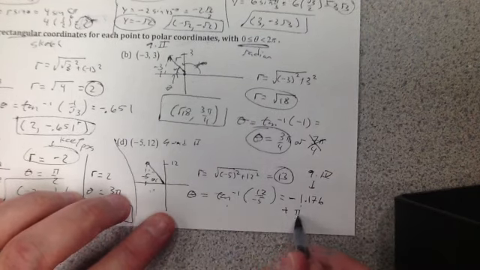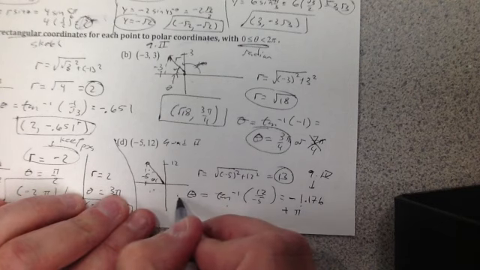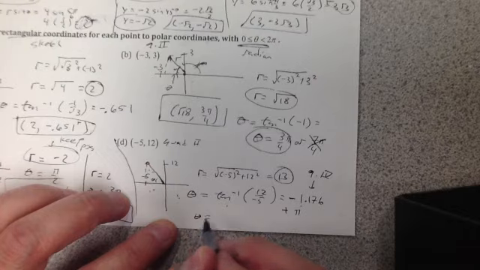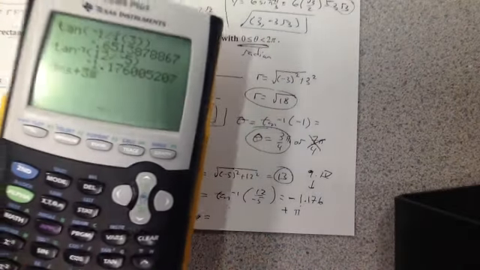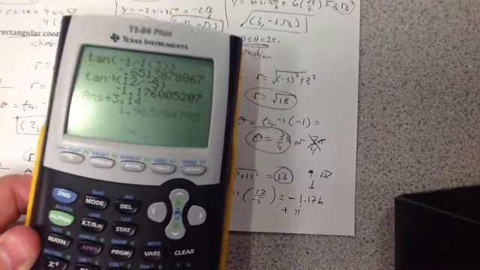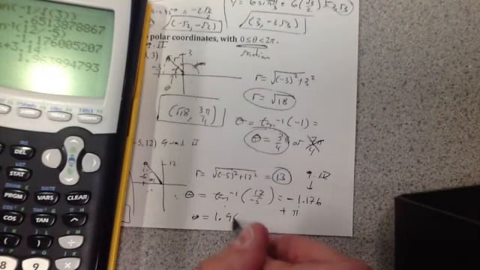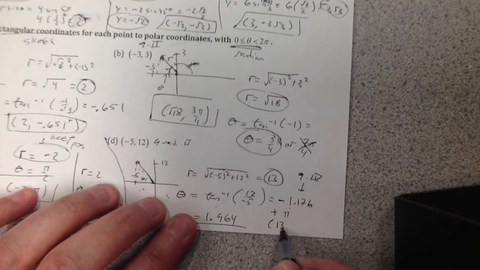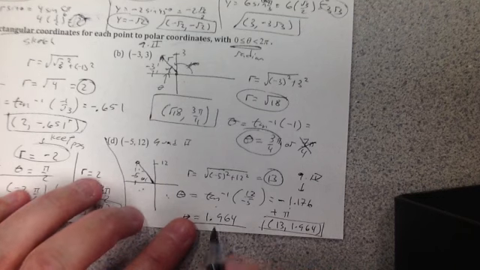I could just add pi to that. That's going to put me down here. So my theta, therefore, if I add 3.14, I would get 1.964. So we would get for our answer 1.964. Now, there's another way we can write this, and I'll show you that tomorrow.